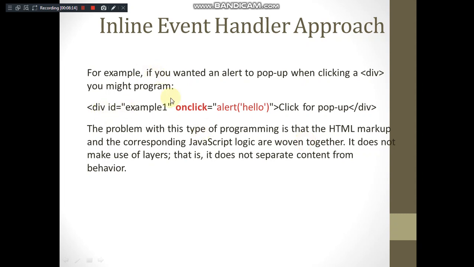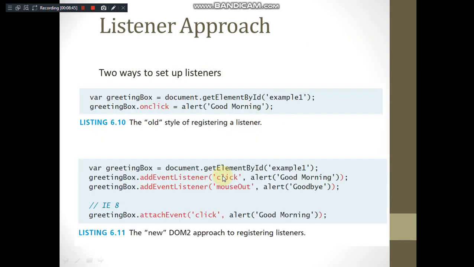Say, for example, you have a division element inside a program whose ID is example1, and we are calling the JavaScript function alert with the message hello, and the event handler is on click, right? So when you click on the division, a pop-up message is displayed. When you click on the division, it has to react. It displays a hello message to the user when you click on it. Okay.